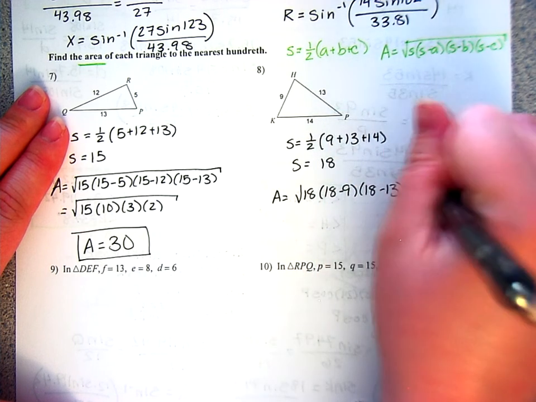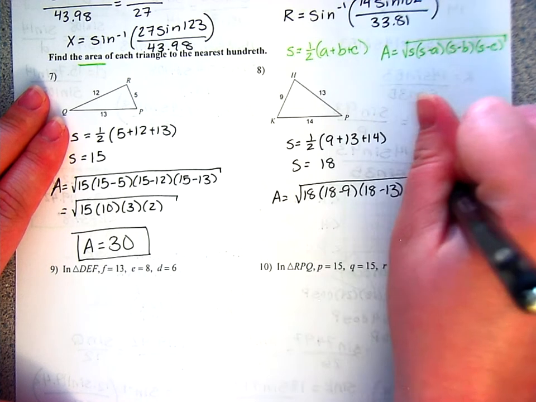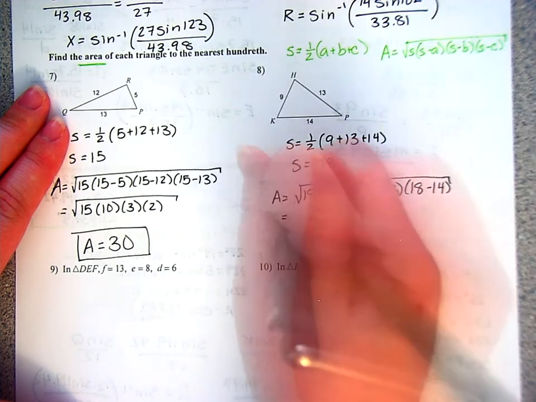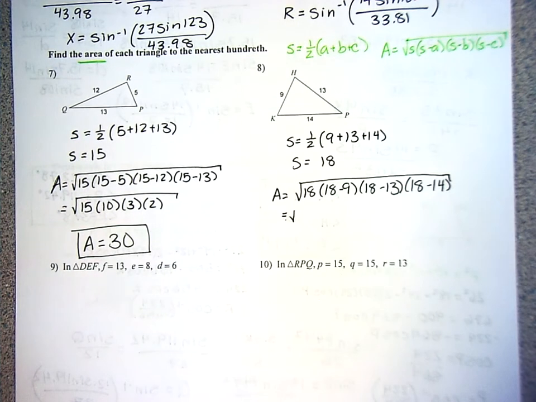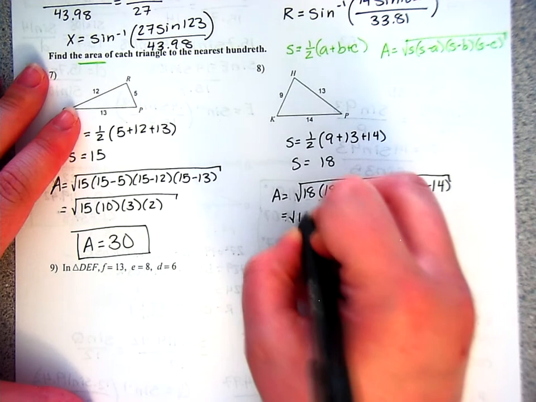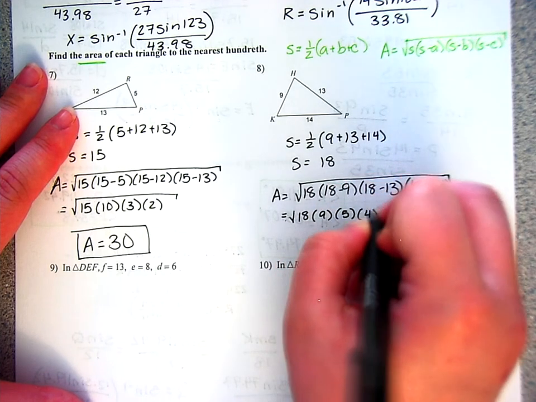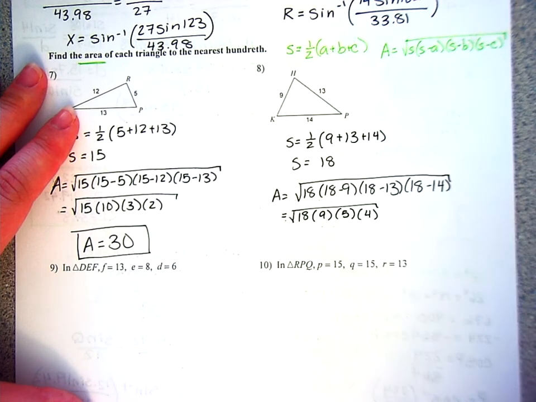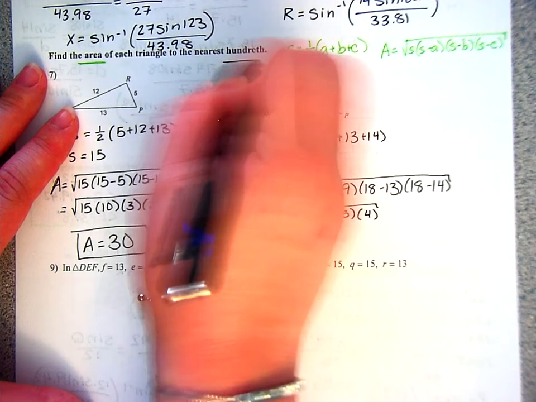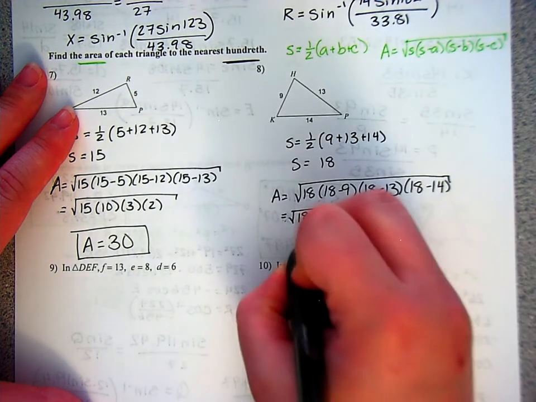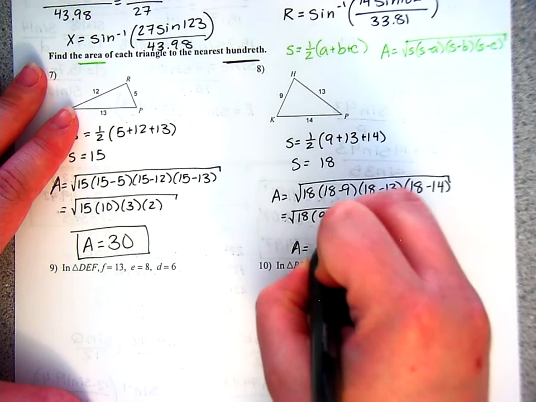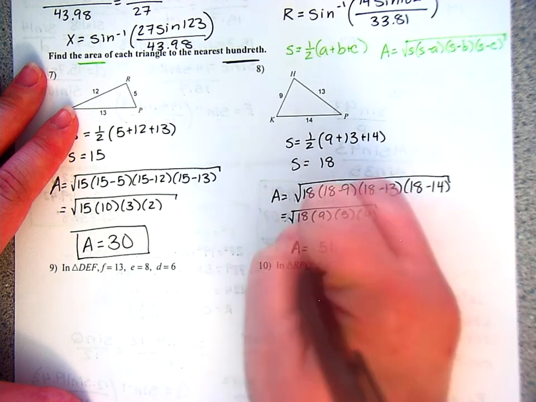I'm going to do all that subtraction before I put this in the calculator. So this is going to be 18 times 9 times 5 times 4. When I put that all in the calculator and I round to the nearest hundredth, so 2 decimal places, we're going to get A equals 56.92. So our area for this triangle is 56.92 square units, but we don't know the units, so we can just leave it like this.